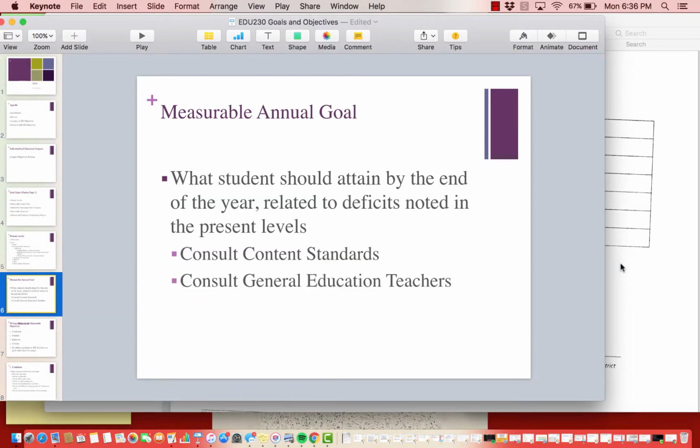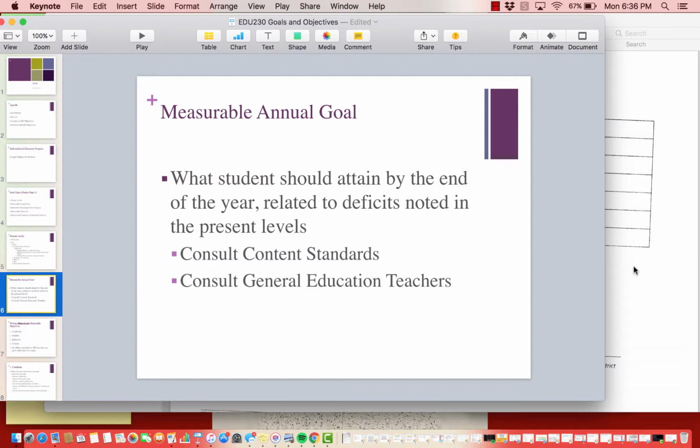All right. So when looking at the measurable annual goal, obviously within that term tells you that this is what the student should be able to attain by the end of the calendar year, related to any deficits that are identified in the ETR. One of the things that's very important is a huge movement towards making sure these annual goals are aligned with content standards, meaning you want to make sure that your goal is to get students to a level, the same level as their typical peers in that particular area.